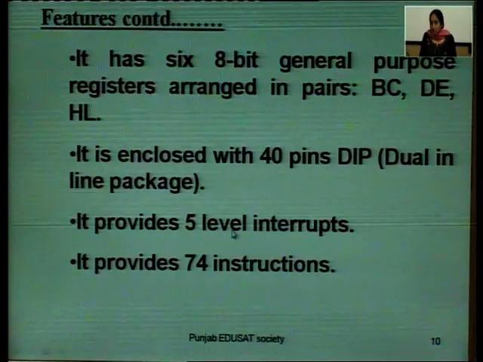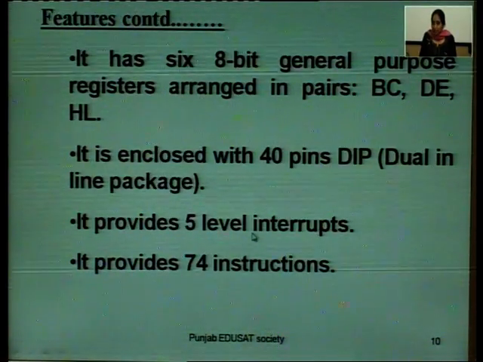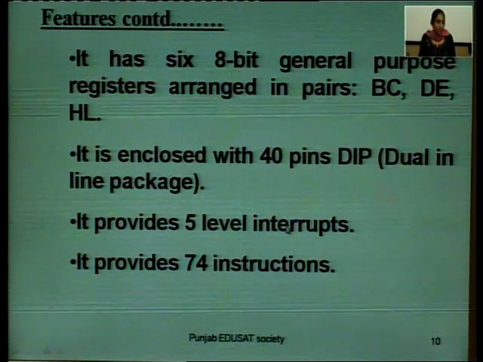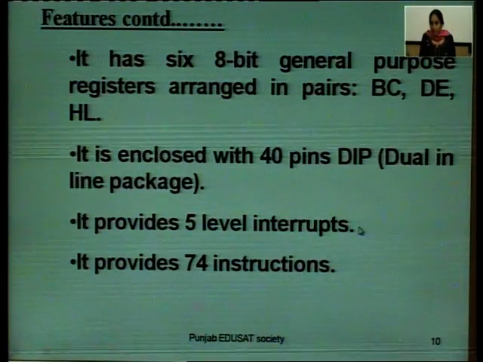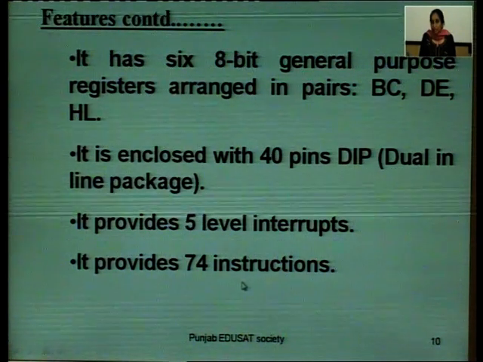It provides 5 level interrupts, that is it has 5 interrupts: trap, RST 7.5, RST 6.5, RST 5.5 and interrupt request. It provides 74 instructions.